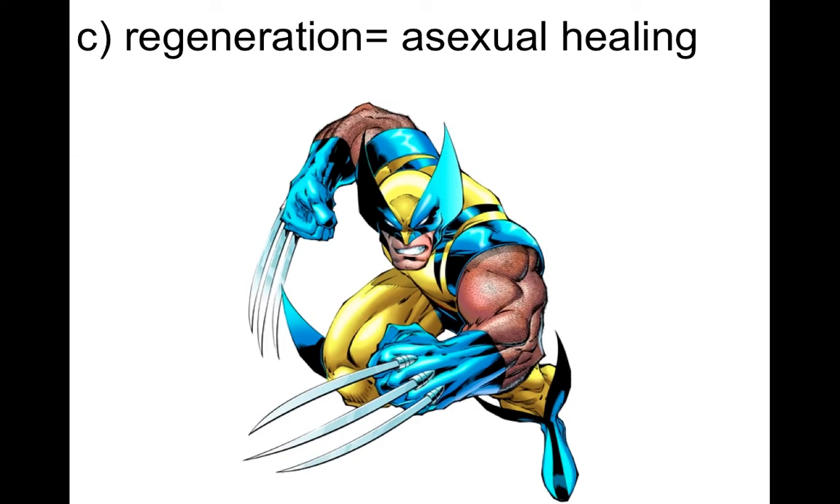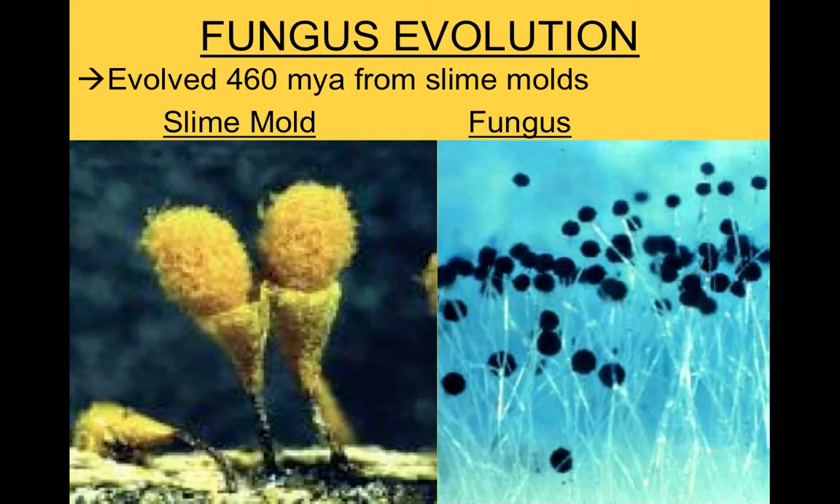Okay, moving on. Fungus evolved about 460 million years ago from protist slime molds. They both have fruiting bodies. Slime molds have fruiting bodies, and when they evolved into regular fungus, they also have fruiting bodies. This is a fruiting body of a slime mold, and here's the fruiting body of a regular mold. You can see there's a lot of similarity between them. It's pretty easy to understand that slime molds just got more advanced and evolved into fungus.